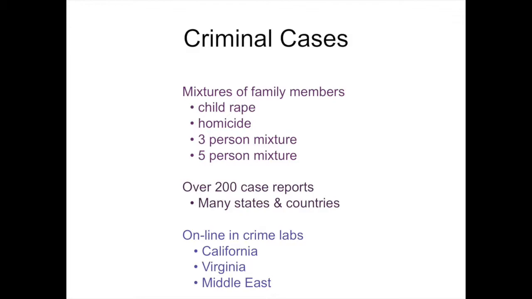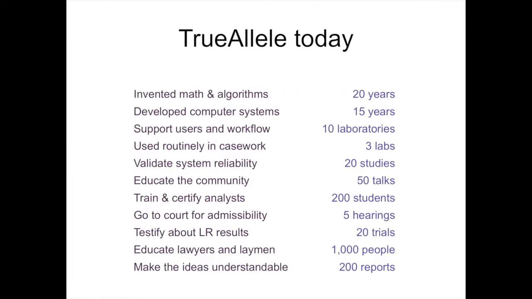There have been over 200 TrueAllele reports issued in many US states as well as other countries around the world. These reports have been issued by both Cybergenetics analysts as well as analysts in crime laboratories. TrueAllele is currently online in 3 laboratories in 2 US states as well as in the Middle East. So where is TrueAllele today? TrueAllele was invented over 20 years ago by inventing the math and algorithms, and computer systems followed shortly thereafter. We currently support 10 laboratories, their users and their workflow. 3 of those labs are online using TrueAllele in their everyday workflows, and the rest of the groups are working to come online as well.